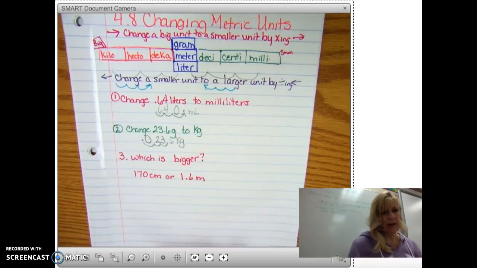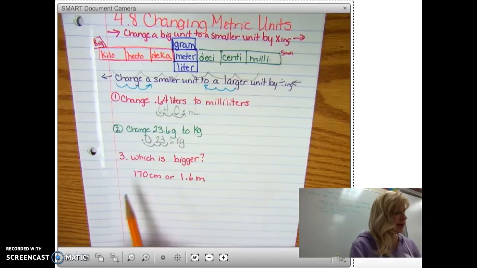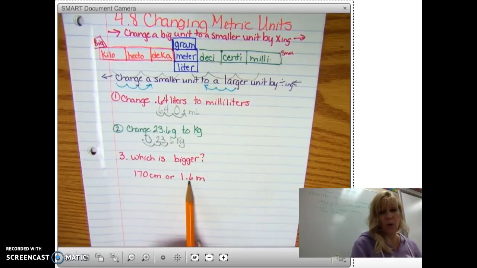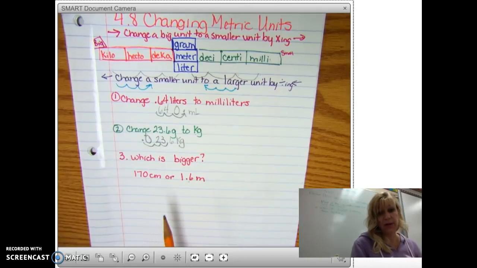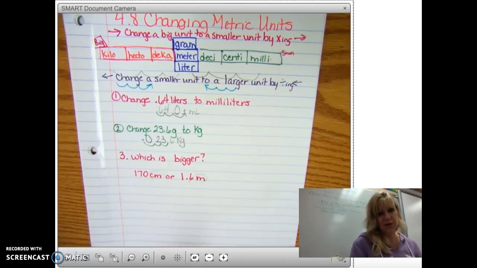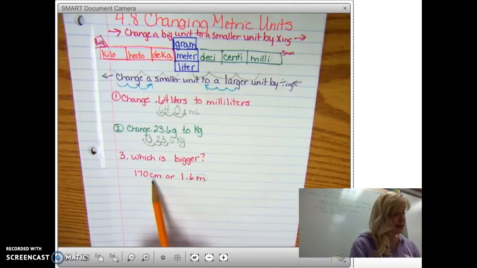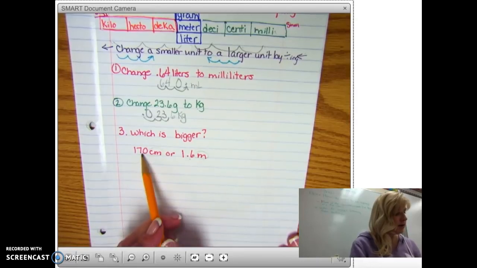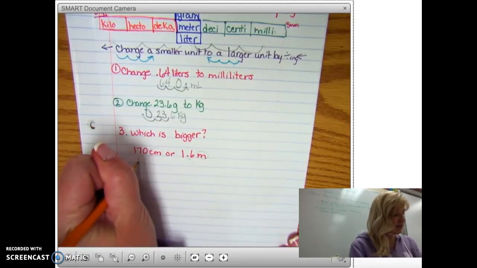So another question that we will run into is, which is bigger, 170 centimeters or 1.6 meters? In order to determine this, we need to make sure that we're comparing apples to apples, so to speak, or in this case, we need to compare meters to meters, not meters to centimeters. They need to be in the same measure. So let's look at the 170 centimeters.